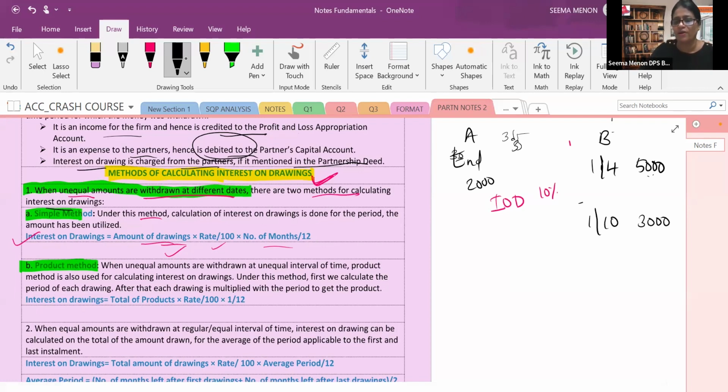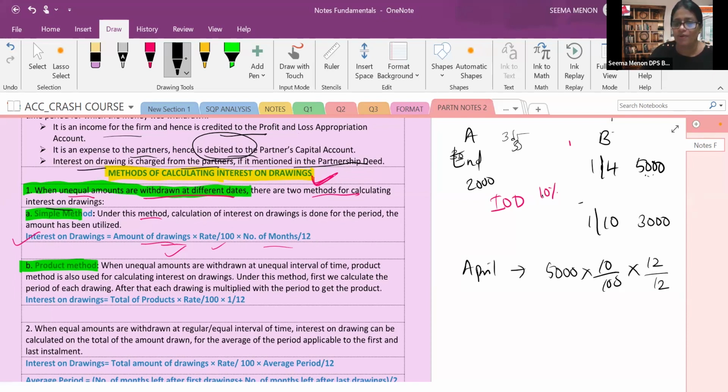For the 1st April withdrawal, the firm will calculate in this way. Total withdrawal is 5000 rupees. What is the rate of interest? 10%. For how many months? From 1st April to 31st March, 12 months, okay? They will calculate interest for all 12 months, no in between. So they have to take 12/12, for the full 12 months.